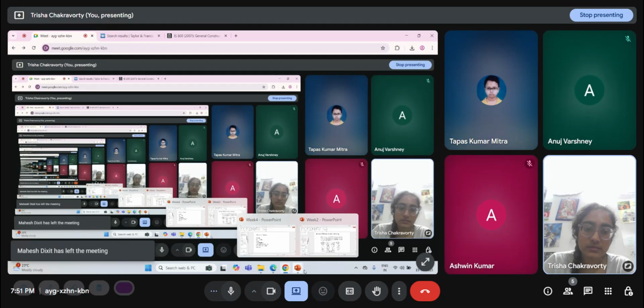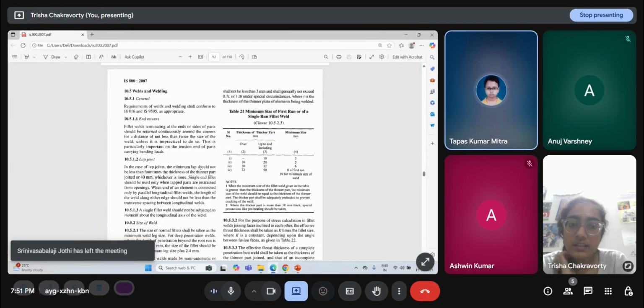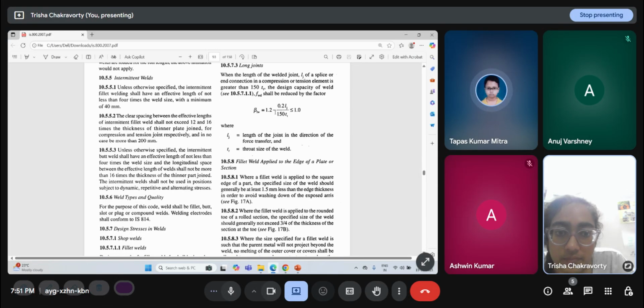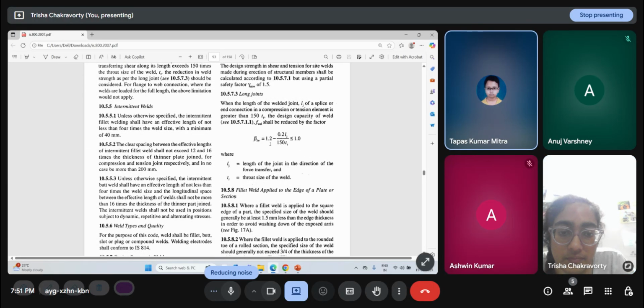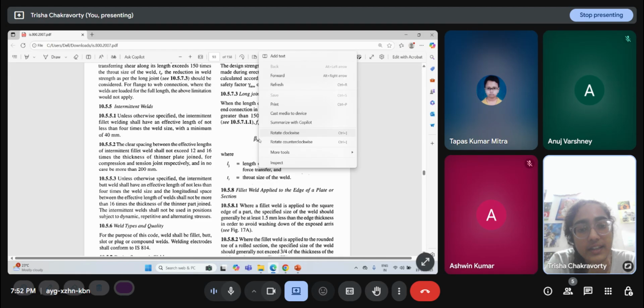Ma'am, you please discuss the reduction factor, beta LW. That is not clear. What is the main issue here? When the length of the welded joint of a splice or end connection in a compression or tension element is greater than 150 T, the design capacity shall be reduced by the factor. The application is very direct: if it is greater than 150 T, we have to put this beta LW in the denominator.